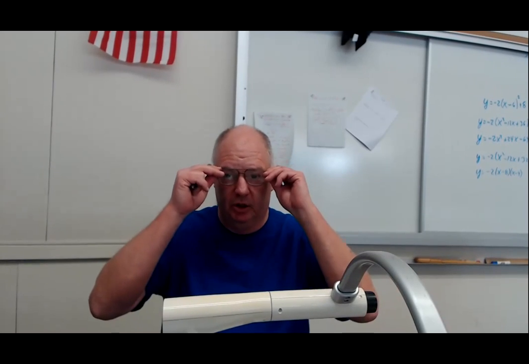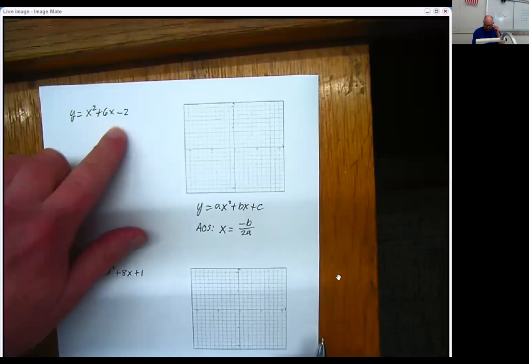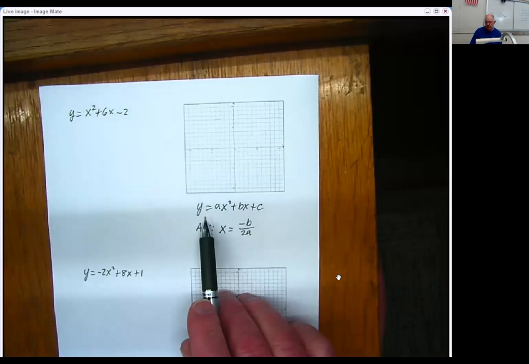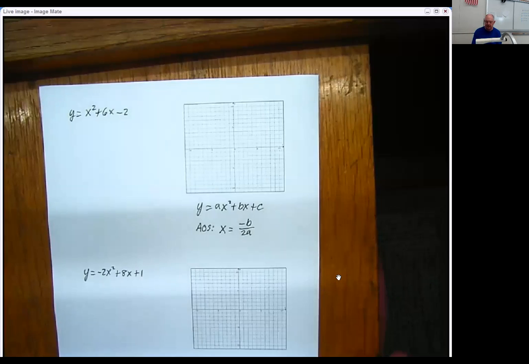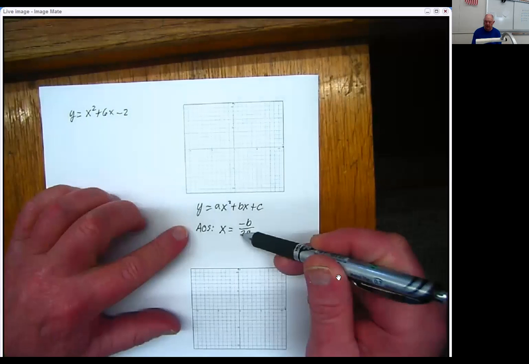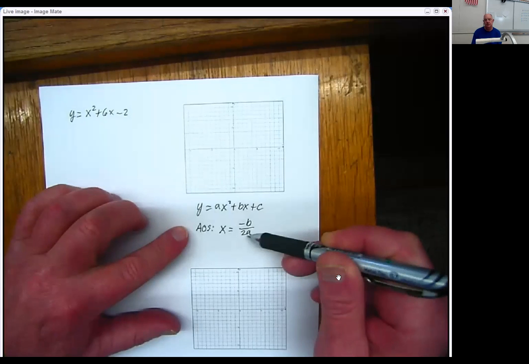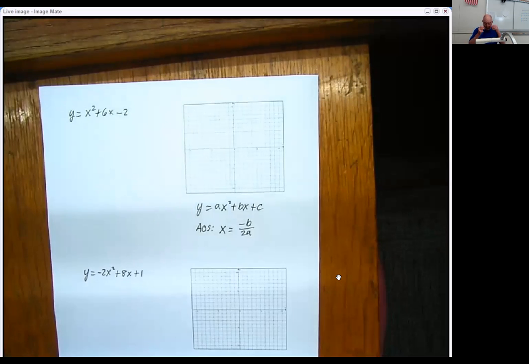So let's take a look at our problems. The first one we're going to look at is y equals x squared plus 6x minus 2. Now, quadratics in standard form are always y equals ax squared plus bx plus c. For the axis of symmetry, it's a real simple thing. You've got negative b over 2a, and that gives us the line of symmetry, x equals. Let's go ahead and knock that out.